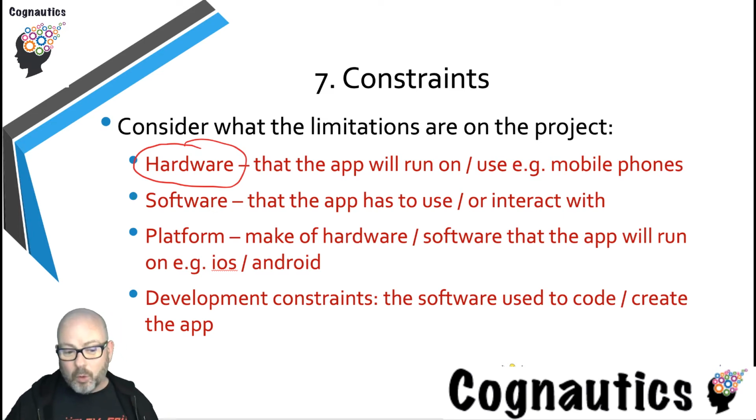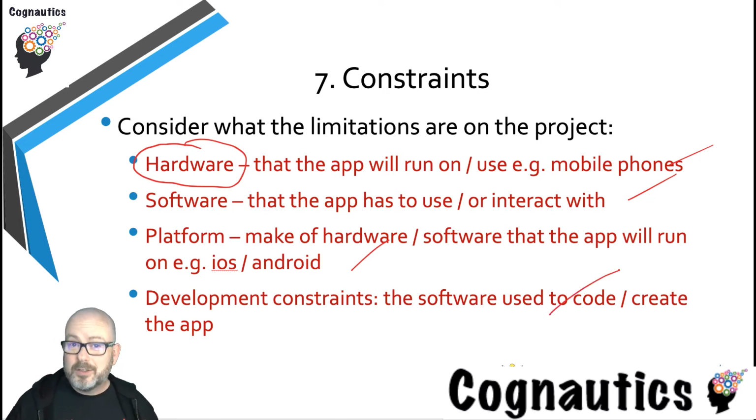Similarly, what software is the app going to be built with, and what software is the app going to be used with? For example, what browsing software would it work with? So that's both of those first two. What platform? iOS? Android? Consider which platforms your app is going to need to work with. And then we've talked about the software that you're going to use to actually create the app.